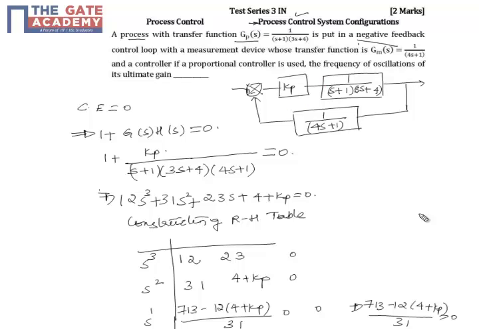So here we have Gm of s, which is effectively the feedback system whose transfer function is given as 1 by 4s plus 1, and we also have a controller which is of type proportional. So you can see here a proportional controller is used. What is the frequency of oscillation at its ultimate gain or the maximum gain? So here we are asked to find the frequency of oscillation when we operate the overall system at the maximum gain which is allowed.